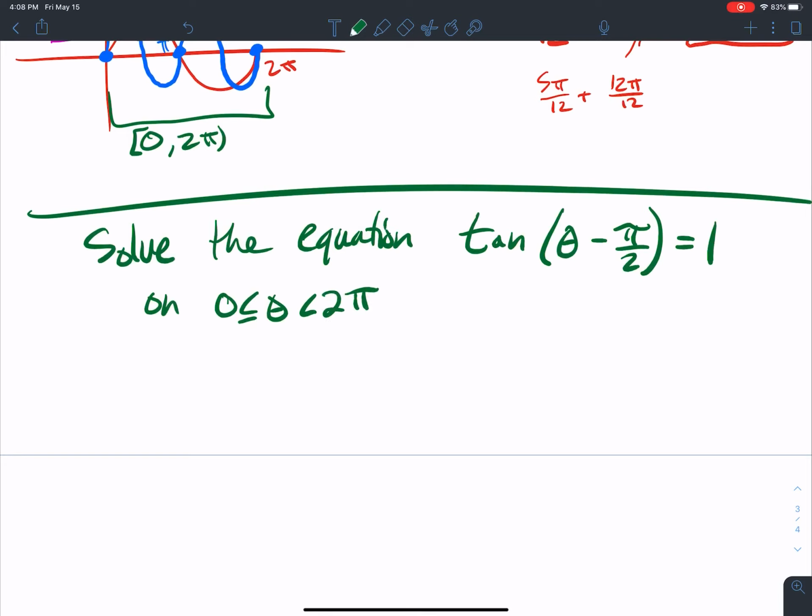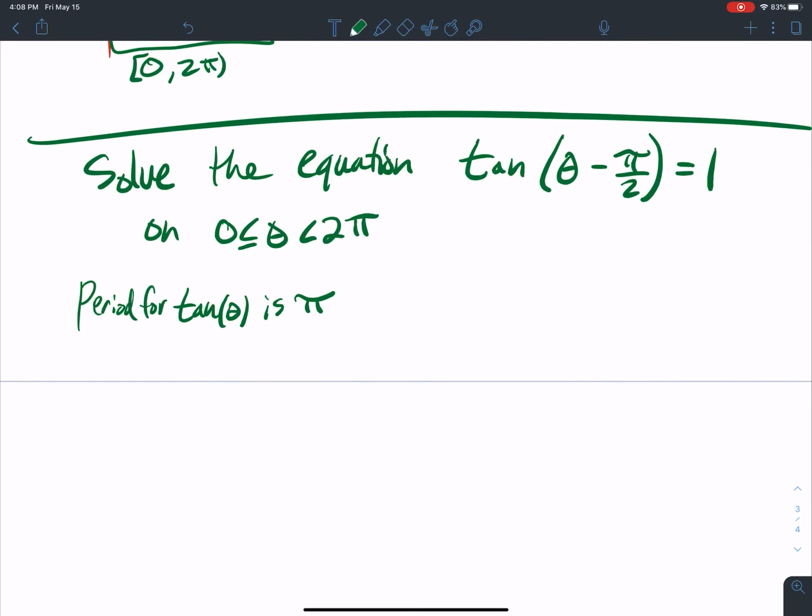Okay? Now, the period for tangent theta is pi. Okay? So the period is pi. So in the interval 0 to pi, the tangent function has a value of 1 when the argument is pi over 4. Okay, so the tangent of theta is equal to 1 when theta is pi over 4. That's what I'm saying there.